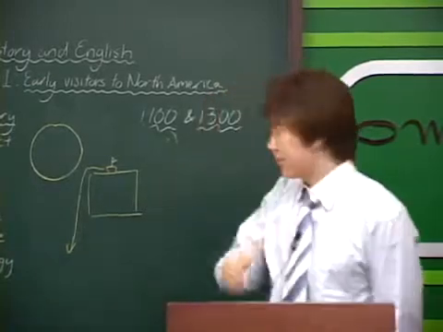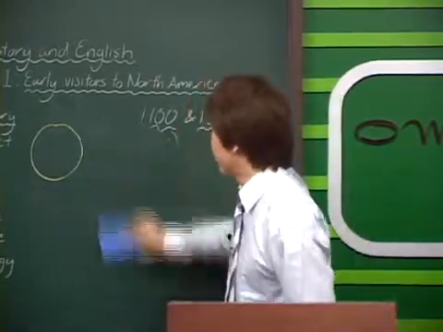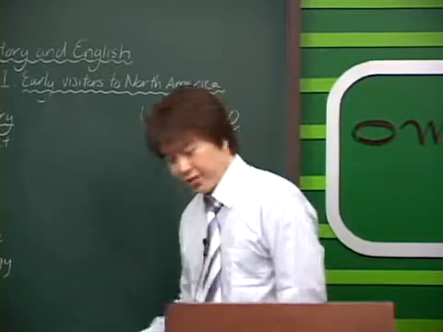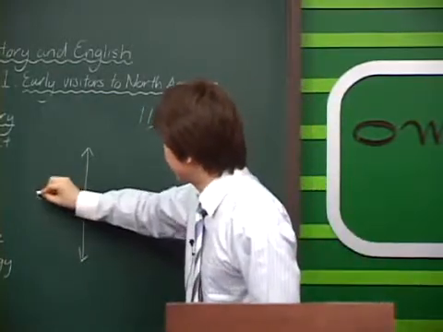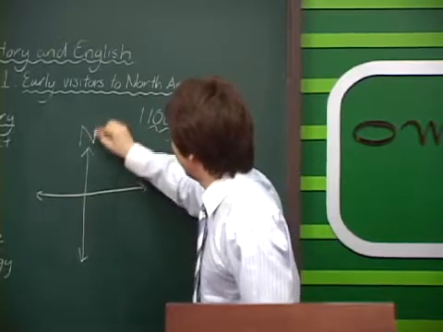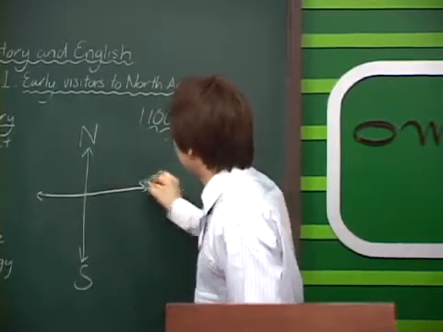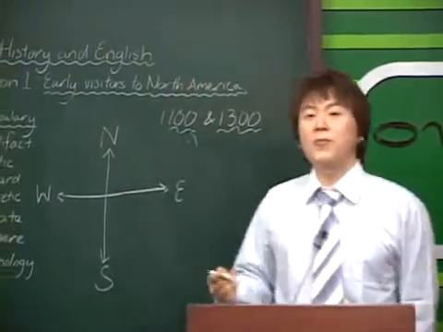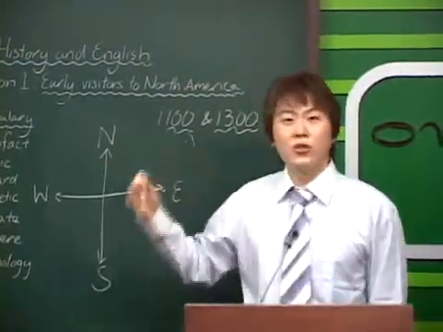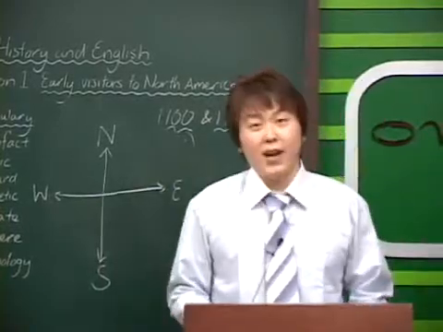Well, you know the main directions. We have the north, south, east, and west. Now, these Europeans who were traveling had to know the directions to travel. Now, how did they do this?